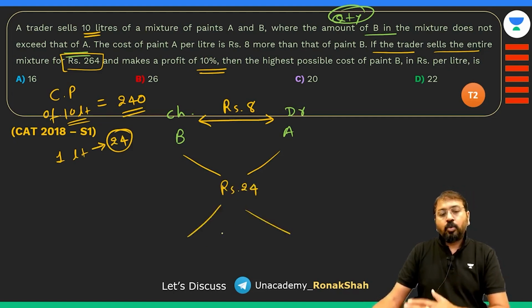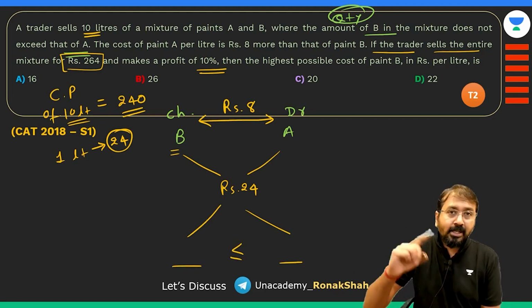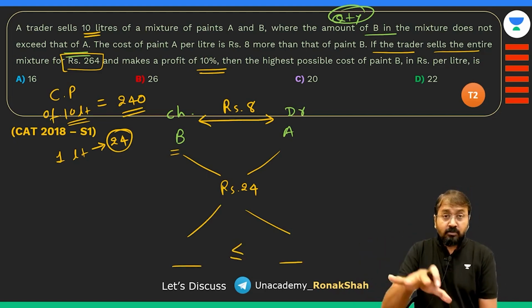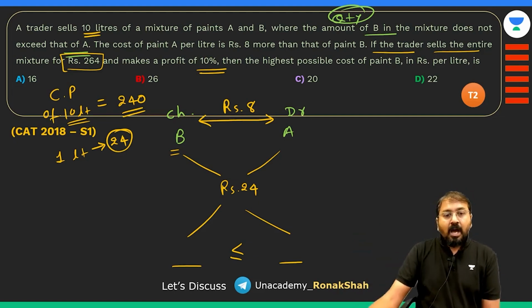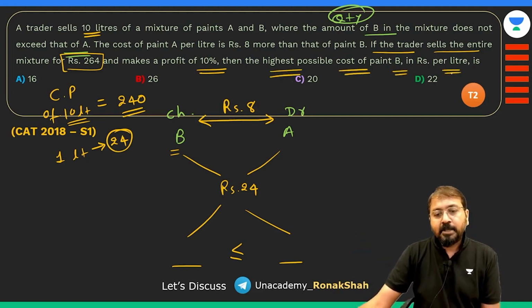Now what we are told is that the quantity of B should be less than or equal to the quantity of A. Remember that the quantity of B does not exceed A. That means it can be equal to A or it can be less than A. Our question is, what is the highest possible cost of paint B in rupees per liter?